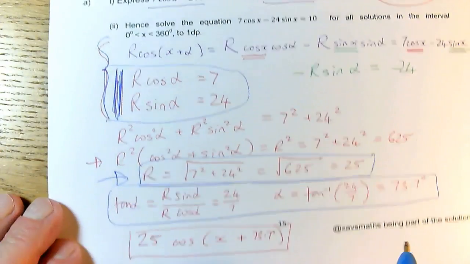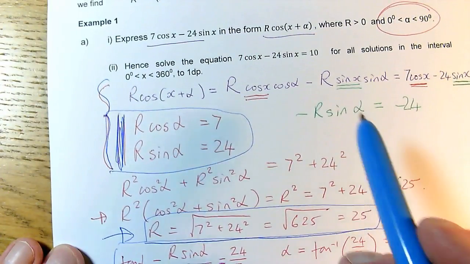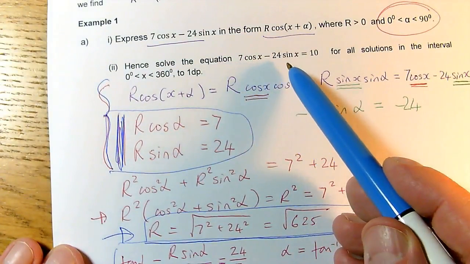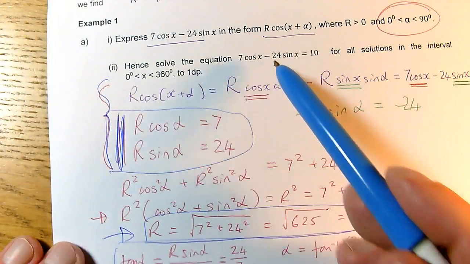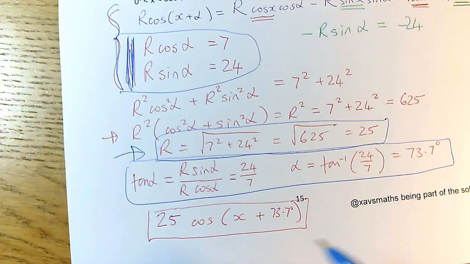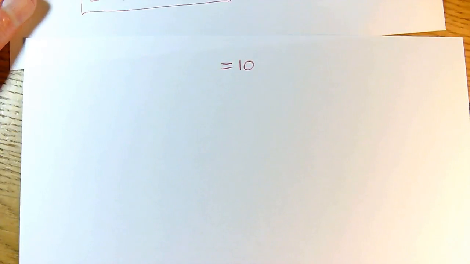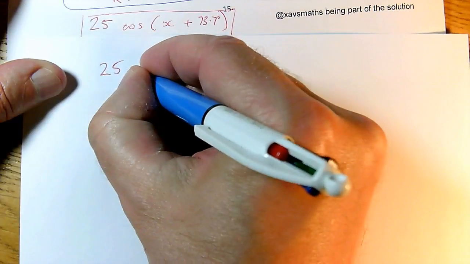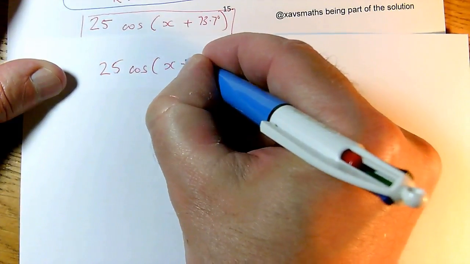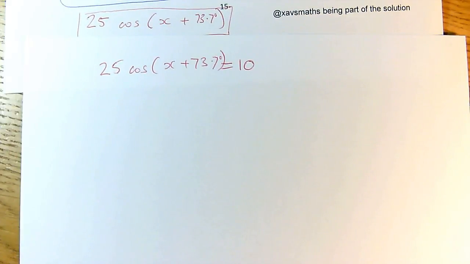Okay, so for the equation, this is an alternative way of writing my 7 cos x minus 24 sin x, which is what's got to equal 10, but instead of using that form, I'm now going to use this form. So, going back to my other bit of paper, I've just got to transfer that in. So the equation I'm actually solving is that 25 times cos of brackets x plus 73.7 degrees has got to equal 10.